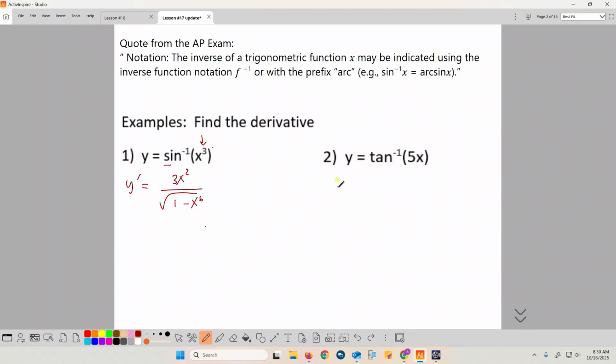All right, let's work with inverse tangent. So t is like plus, right? So I'm going to write y prime equals, this is going to be u prime, so that's just going to be 5 in the numerator, over 1 plus u squared. Well, what is 5x squared? That's right, 25x squared. And this is my derivative.